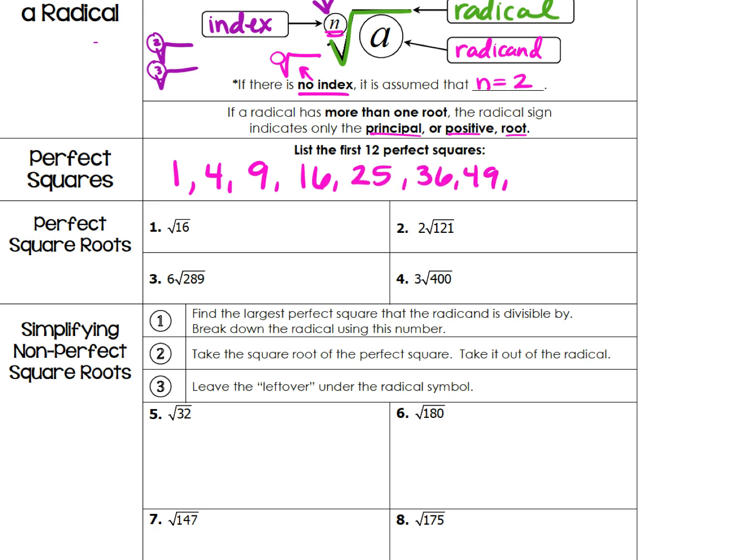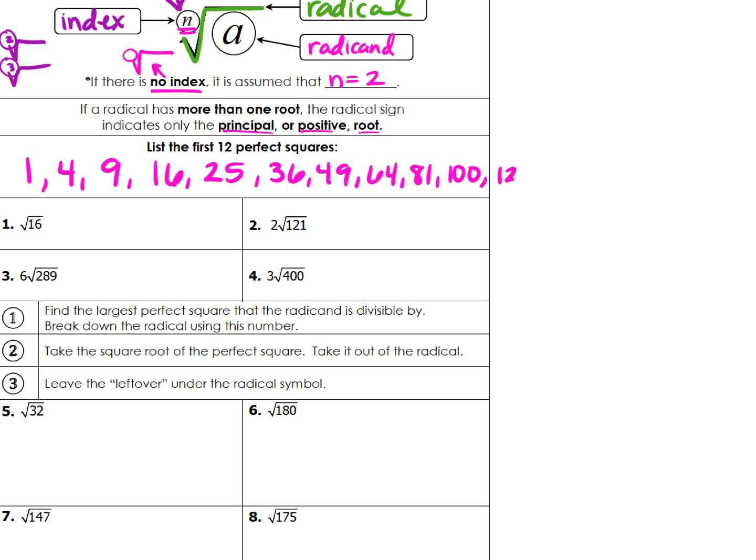I'm writing too big. That's going to be the struggle for you guys now too, huh? Can't zoom in. So the list of the perfect squares, that would be the first 12, up to 12 times itself, 12 squared, okay?